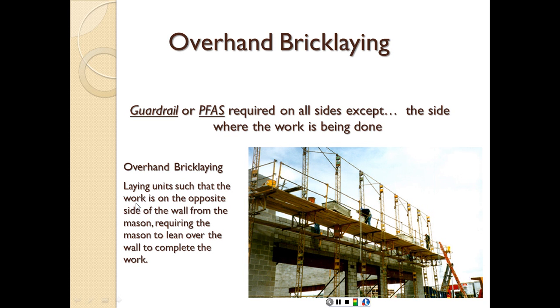Laying units such that the work is on the opposite side of the wall from the mason requires the mason to lean over the wall to complete the work, then in this case you don't need to have the guardrails.